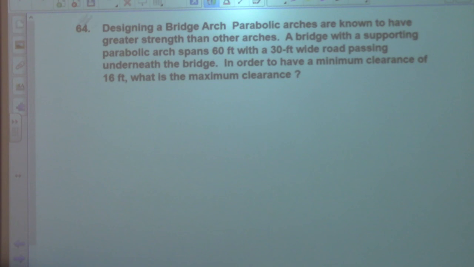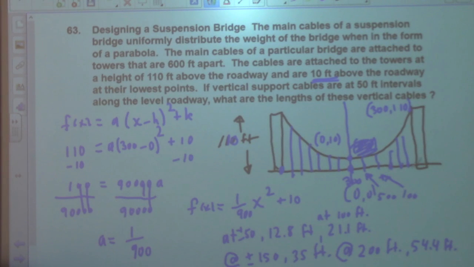Why do we have to do it 300 feet? There's no cable there, there's a tower right there. So we know we have a 10-foot length here, 10 foot, 12.8, 21.1, 35, 54.4, 70, 79.4, and finally we have the tower itself over here. So that's it.